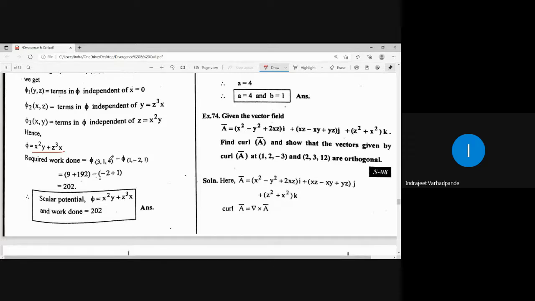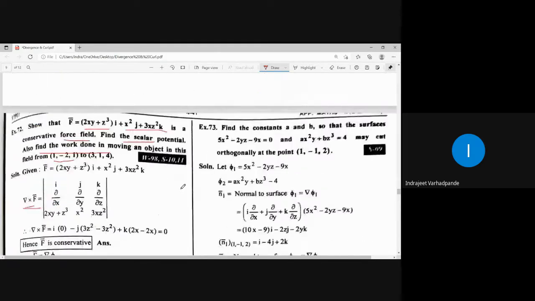So the work done in moving from point A to point B is phi at point B minus phi at point A, and that answer comes out to be 202. All the quantities are real numbers, so the answer will be a real number. So this was one of the similar kinds of problems wherein we have dealt with the work done.